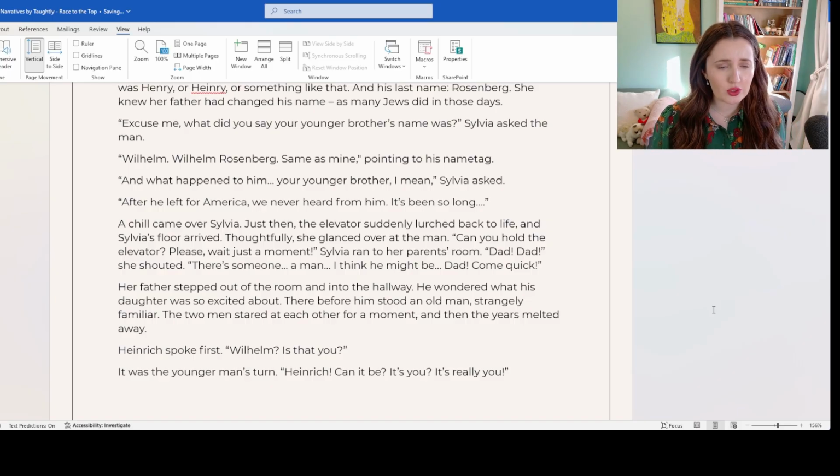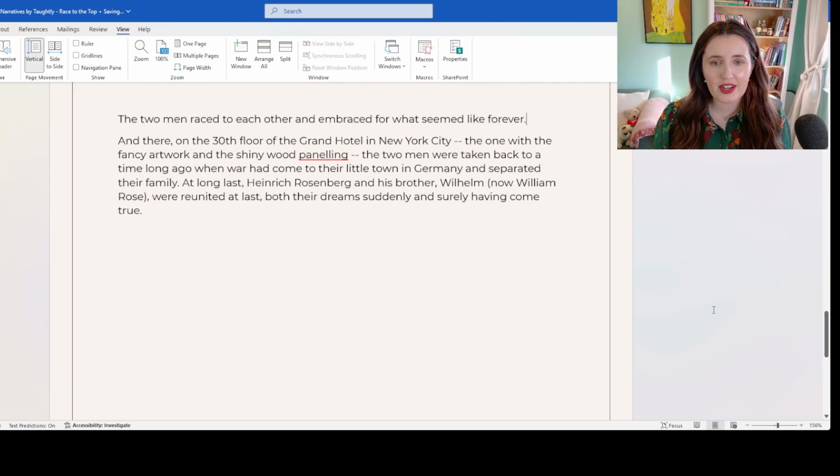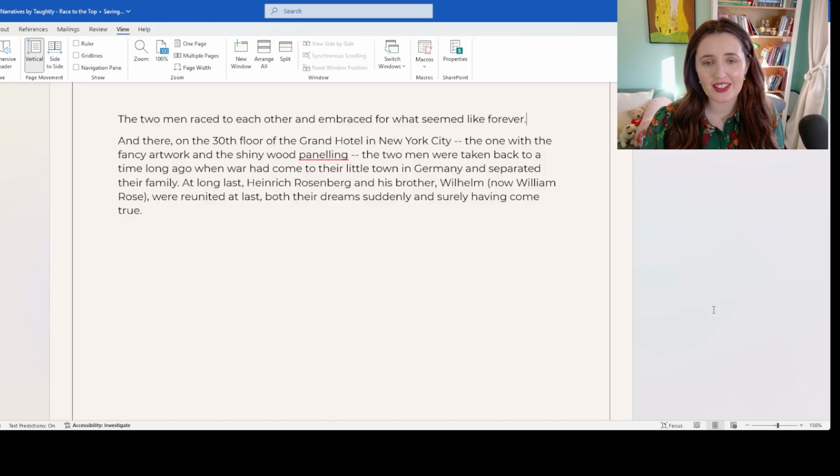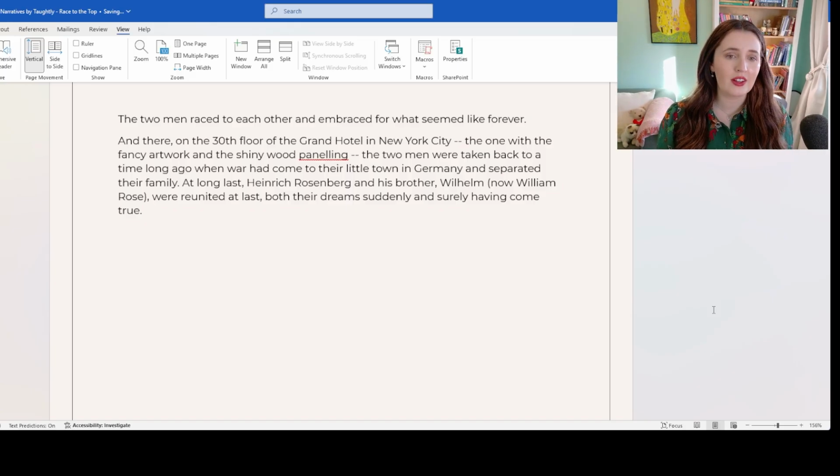He wondered what his daughter was so excited about. There, before him, stood an old man, strangely familiar. The two men stared at each other for a moment, and then the years melted away. Heinrich spoke first. "Wilhelm? Is that you?" It was the younger man's turn. "Heinrich, can it be? It's you? It's really you?" The two men raced to each other and embraced for what seemed like forever. And there, on the 30th floor of the Grand Hotel in New York City, the one with the fancy artwork and the shiny wood panelling, the two men were taken back to a time long ago when the war had come to their little town in Germany and separated their family.